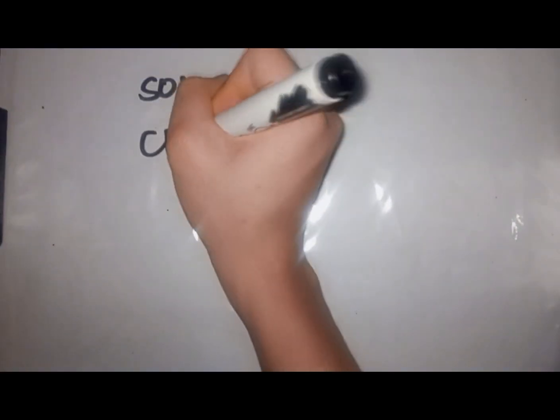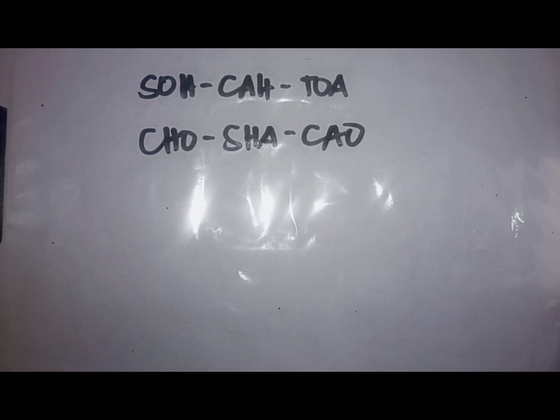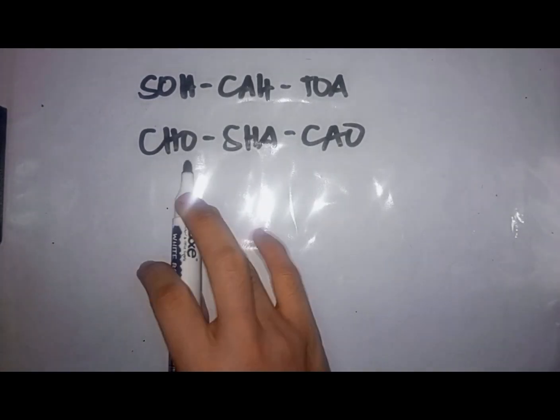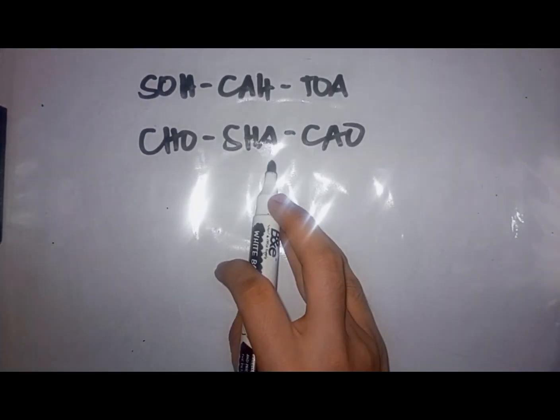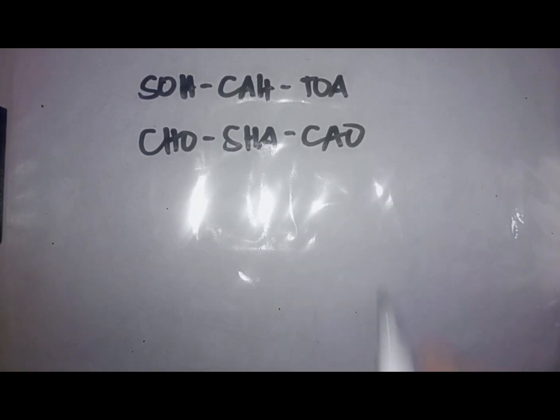For the reciprocal ratios we have CHO SHA CAO, which means cosecant is equal to hypotenuse over opposite, and secant is equal to hypotenuse over adjacent, and cotangent is equal to adjacent over opposite. Okay, now let's apply what we've learned with a detailed example.